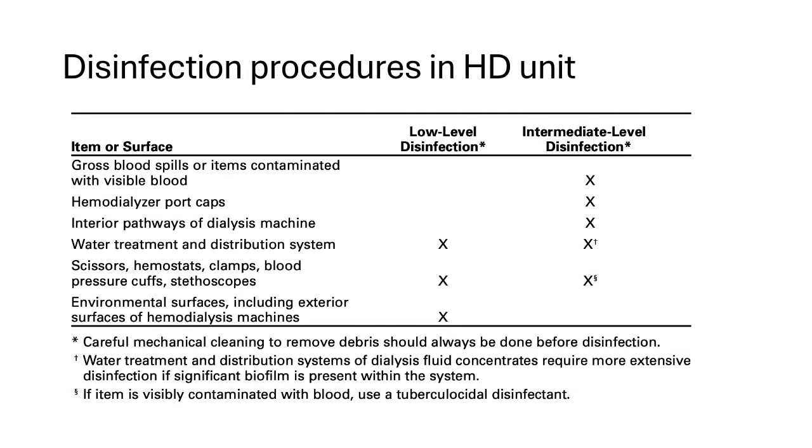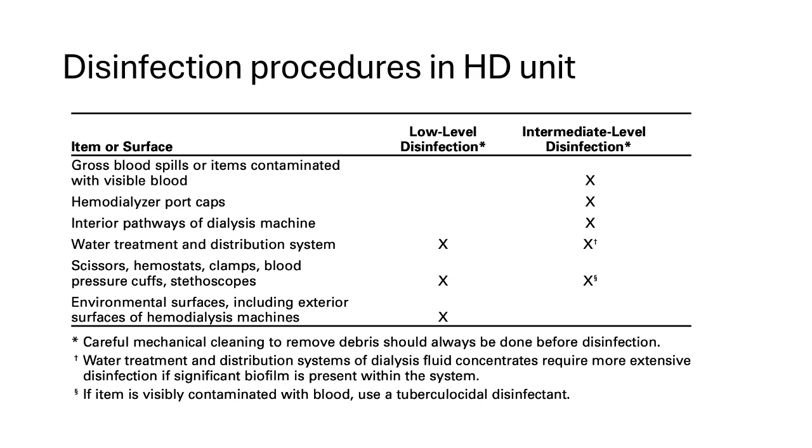In hemodialysis units, different items require different levels of disinfection. For anything with visible blood, we need intermediate level disinfection because the risk is high. Items like dialyzer port caps and the interior pathways of the dialysis machine also require intermediate level disinfection. For the water treatment system, we usually use low level, but if there is biofilm, then we need intermediate level.